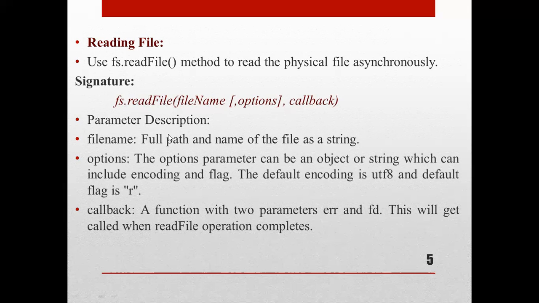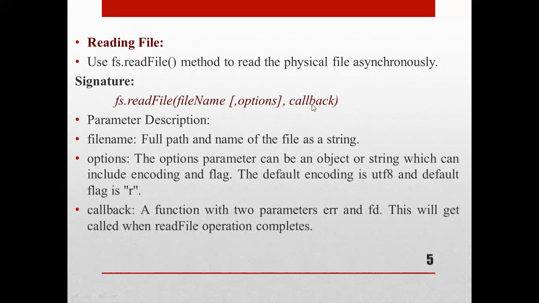Here you can see the description of the parameters. File name means the full path and name of the file as a string. We can give the file name as the full path of that file or directly the name of that file. Then options. The options parameter can be an object or string which can include encoding and flag. There are several flags. We will see them later on. The default encoding is UTF-8 and the default flag is r, that means read mode.